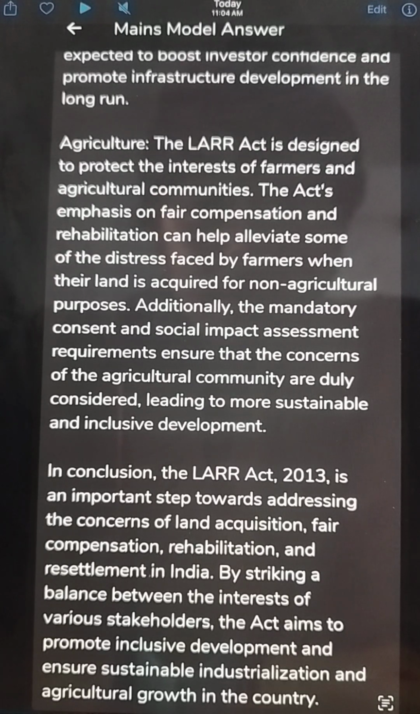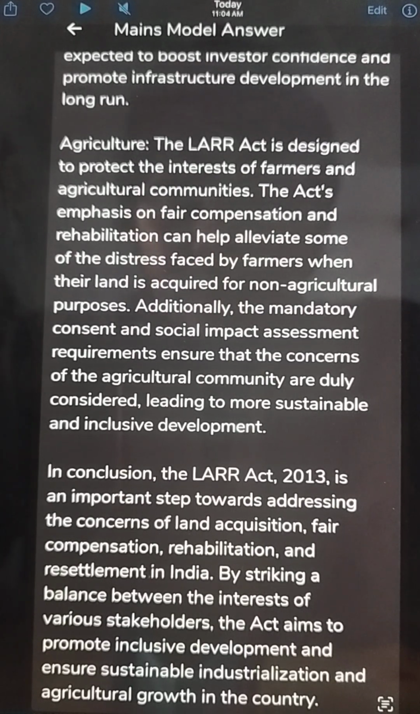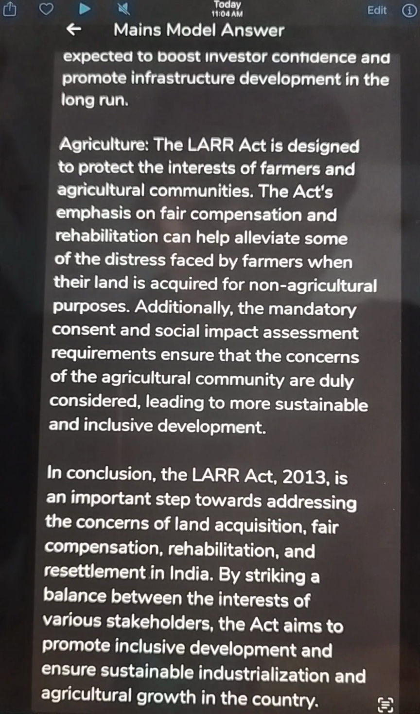In conclusion, the LAR Act 2013 is an important step towards addressing the concerns of land acquisition, fair compensation, rehabilitation, and resettlement in India. By striking a balance between the interests of the various stakeholders, the Act aims to promote inclusive development and ensure sustainable industrialization and agricultural growth in the country.